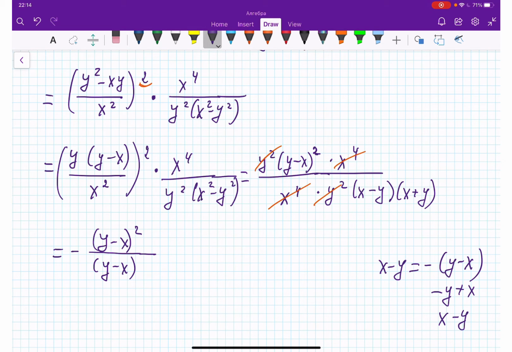Okay, so because y minus x is not the same as x minus y, like 3 minus 2 or 2 minus 3, correct? This is positive 1, this is negative 1. So obviously it's not the same. So therefore I put a negative sign in front of the fraction and switch x with y. Yes? So I can cancel.